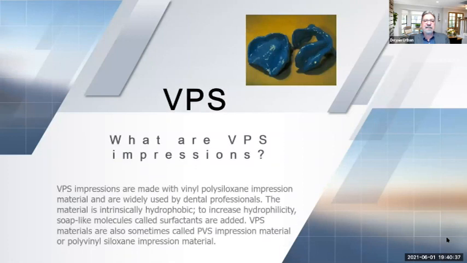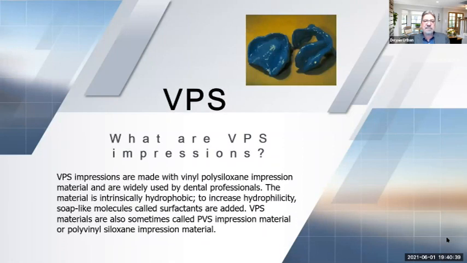So let's talk about VPS, or vinyl polystyrene. What are VPS impressions? VPS impressions are made with vinyl polystyrene impression material and are widely used industry-wide by dental professionals. And the material is intrinsically hydrophobic. So to increase the hydrophilicity of the product, soap-like molecules called surfactants are added. So even when we get a VPS impression in a laboratory, we have to use a surfactant so it becomes hydrophilic, and it attracts that moisture. And VPS materials are also sometimes called PVS materials, or polyvinyl siloxane.